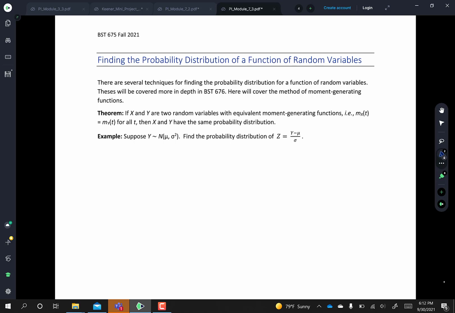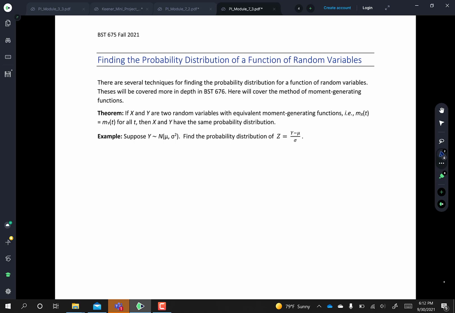If x and y are two random variables with equivalent moment generating functions, in other words, m of x of t is equal to m of y of t for all t, then we can say that x and y have the same probability distribution. This can be really useful if it's easier to work with the moment generating functions than the probability distributions to find what those distributions are. And we're going to see a couple examples of when that would be true.